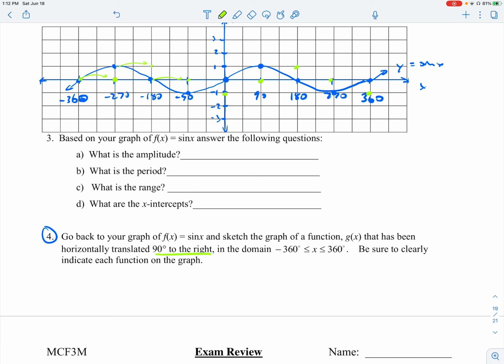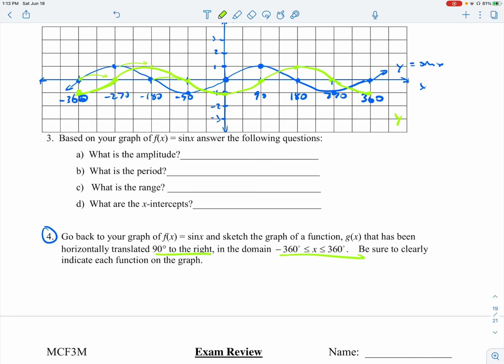So I have basically starting from there and going down. Okay, and it says go from negative 360 to 360. Well, that means I need to figure out what to put over here. Following the pattern, I know I should be at the minimum over there. So there's my graph for that.